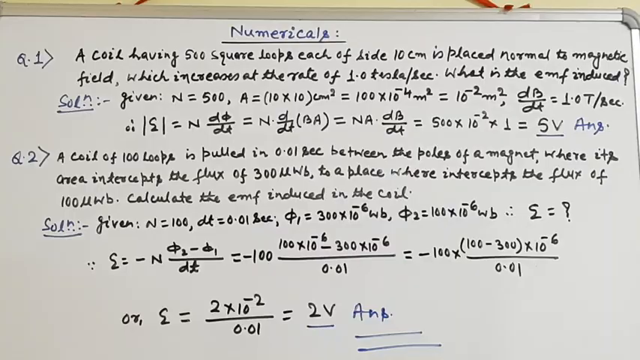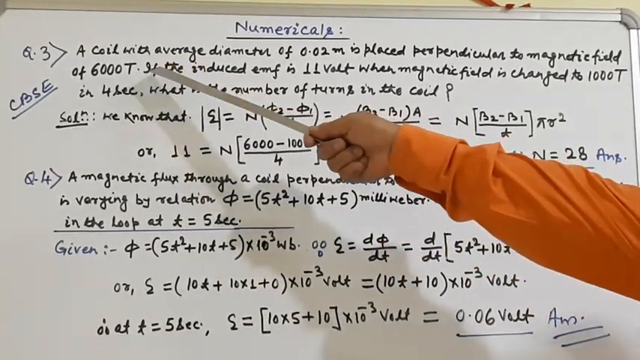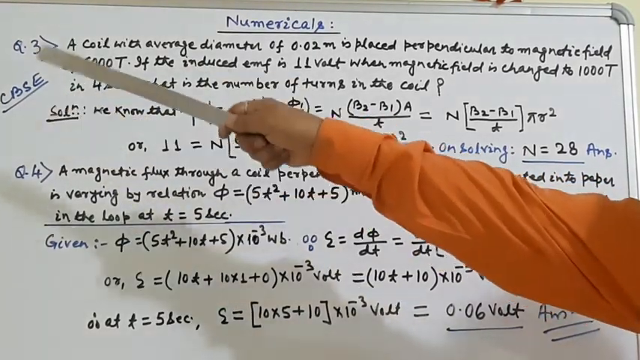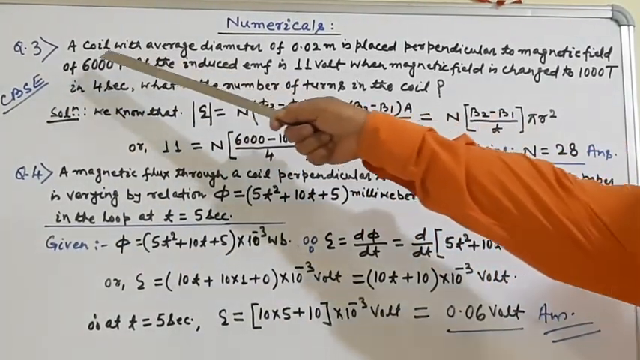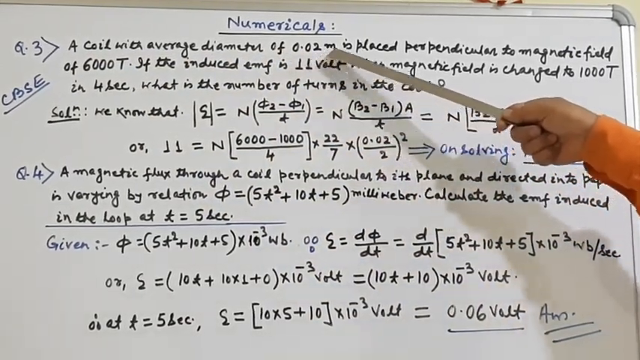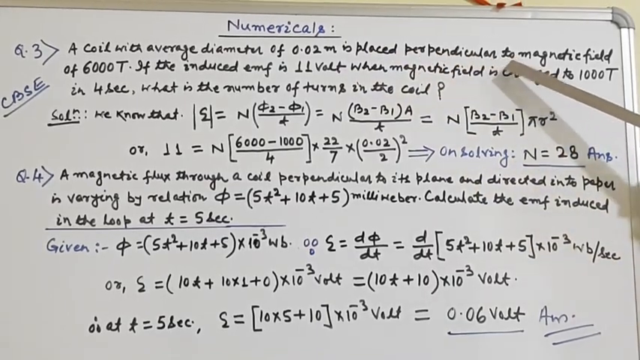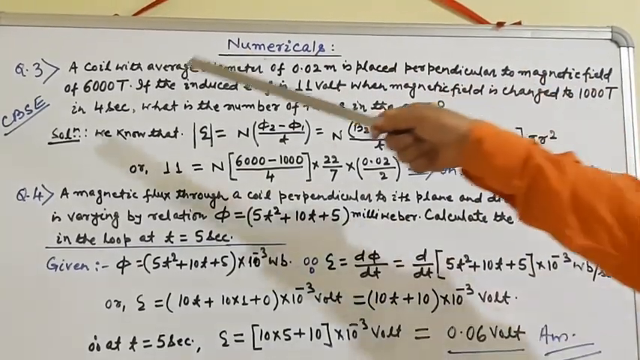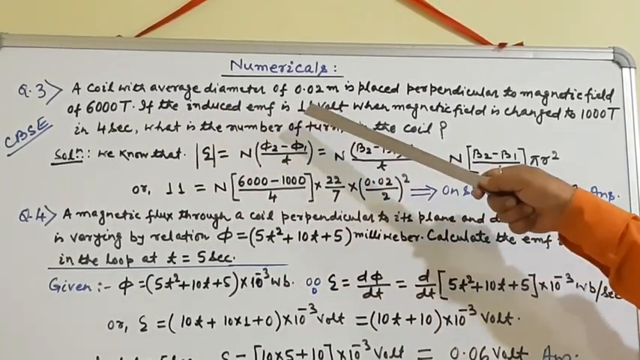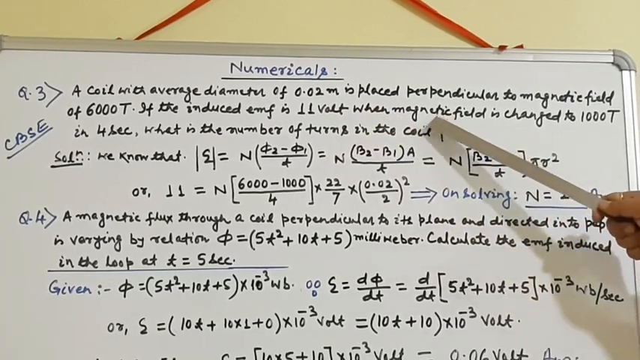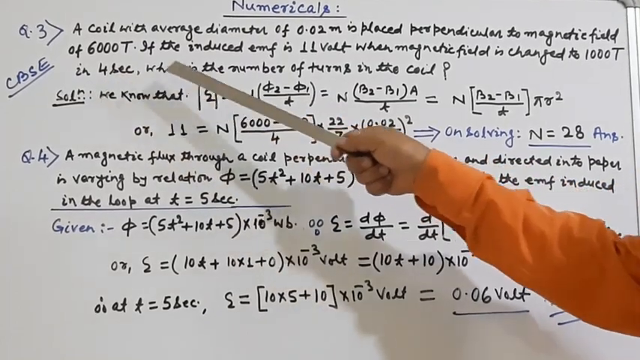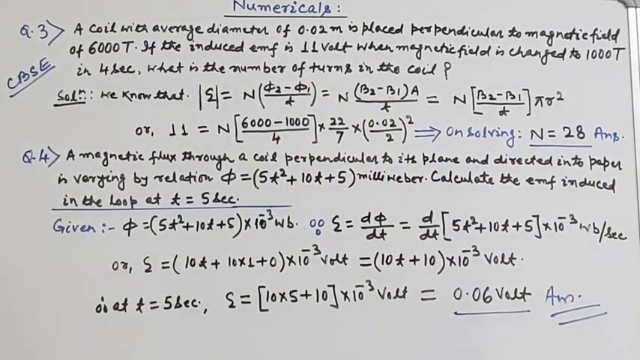Now let us see the other question. Here is our third question. This question I have taken from the CBSE board examination. Long back this question was asked. The question says: a coil with average diameter of 0.02 meter is placed perpendicular to a magnetic field of 6000 Tesla. If the induced EMF is 11 volt when the magnetic field is changed to 1000 Tesla in 4 seconds, what is the number of turns in the coil?